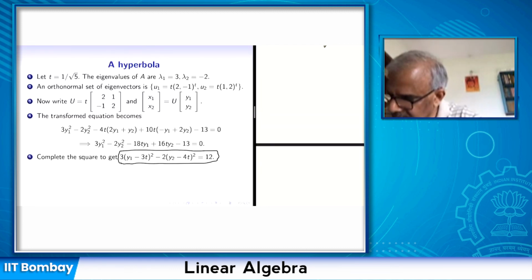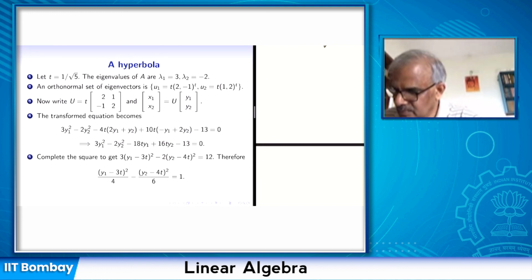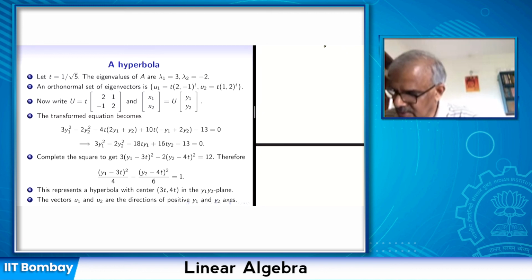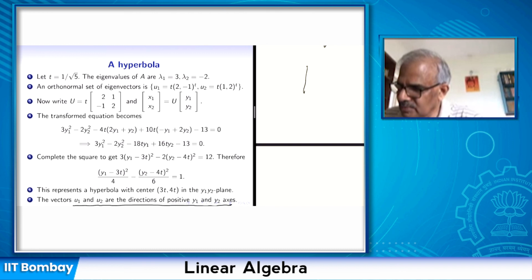Now you see there is a negative term, and the center, so this represents a hyperbola, and the center is given at 3t and 4t. So (y1 minus 3t) square over 4 and (y2 minus 4t) square over 6 equal to 1. This is a hyperbola with the center 3t, 4t in the y1, y2 plane. And you can draw this hyperbola in the y1, y2 plane and determine various things. The vectors u1 and u2 are in the direction of positive y1 and positive y2 axis.